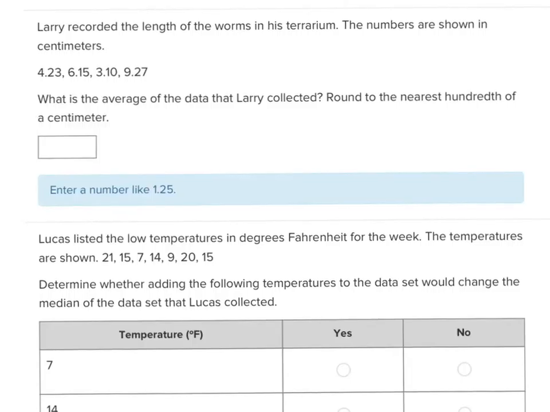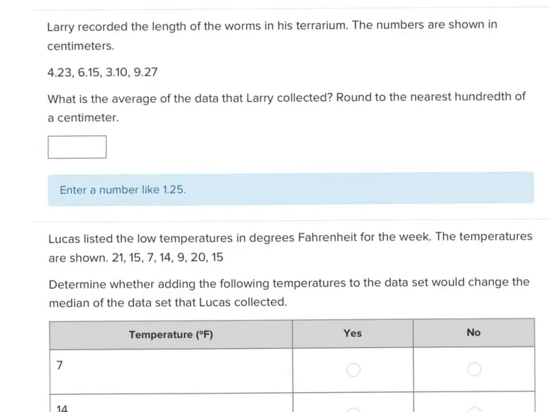I'm going to do one more, and then you're on your own. Larry recorded the length of the worms in his terrarium. The numbers are shown in centimeters. What's the average? Okay, so we just need to add them up and divide by 4, and then we need to round to the nearest hundredth.